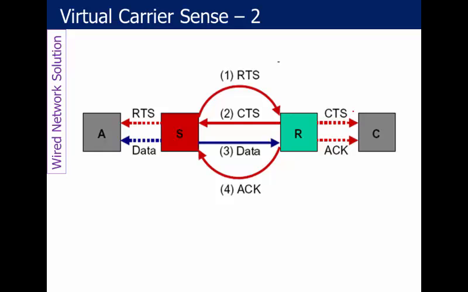We have S and R, two different players. The sender wants to send a signal to R. Before it sends, what it needs to do is send the RTS packet to the receiver. Once the receiver thinks there's no other communication, it will respond with the CTS, clear to send. After the clear to send packet arrives at the sender side, the sender now sends data.